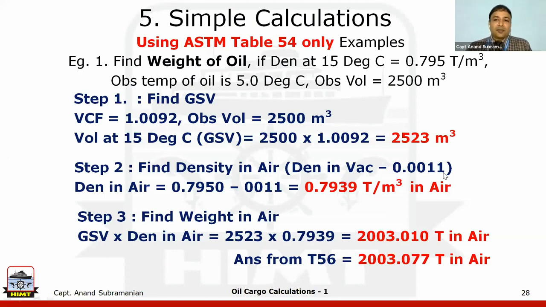If your company has that automatic table 56 incorporated into the Excel sheet, that's fine. Whereas for normal calculations, we don't even bother looking into table 56. Why? Because this 0.0011 also gives you more or less an accurate answer. Okay, sir. Thank you, sir. So that is why we got this answer using only ASTM table 54, no 56.